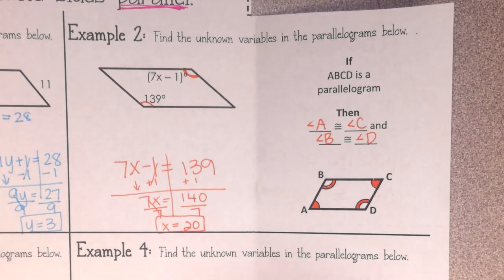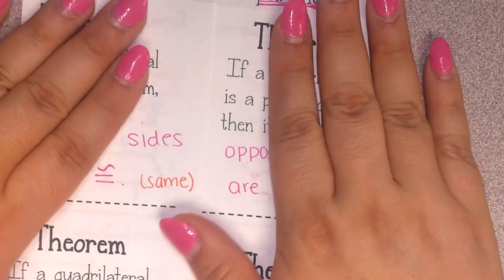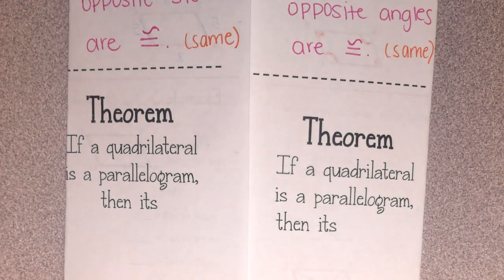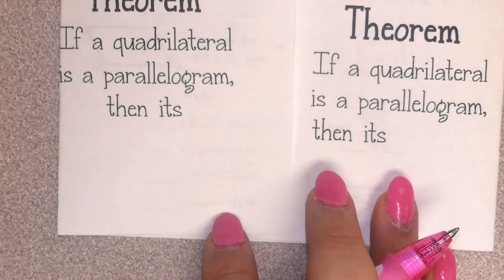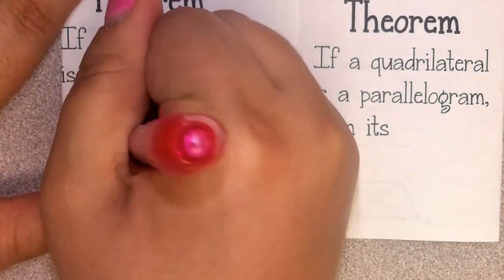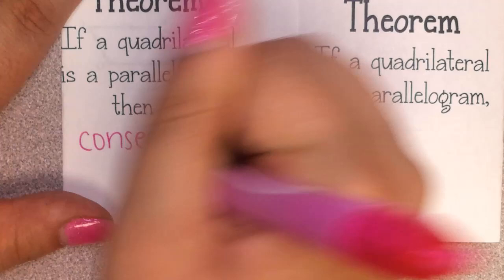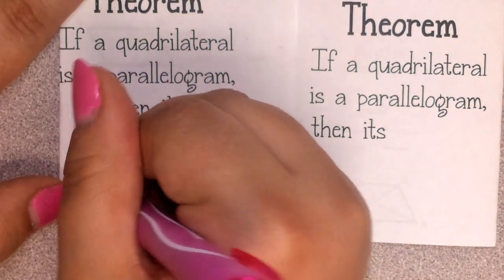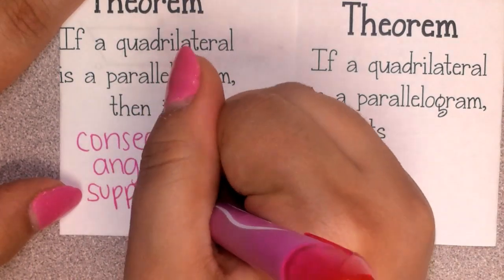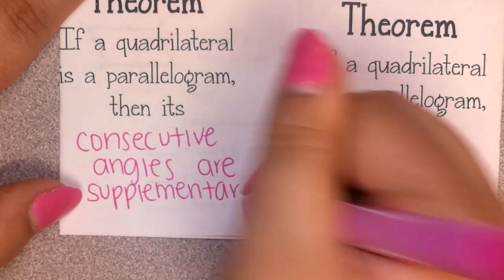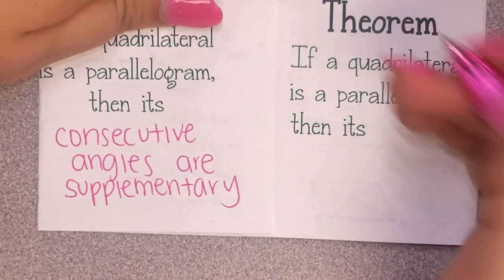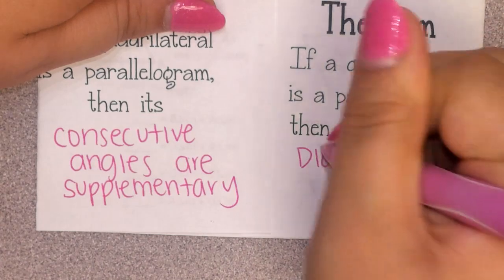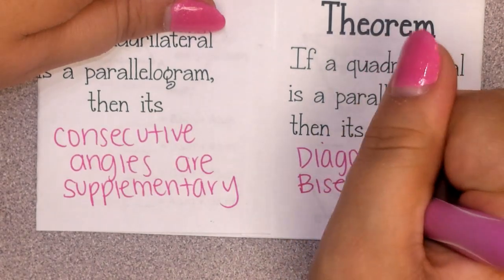All right. Next, I want you to write down these next two, and then I will explain what they mean in just a second. So the next one is going to be consecutive angles are supplementary, and then the other one is diagonals bisect each other.